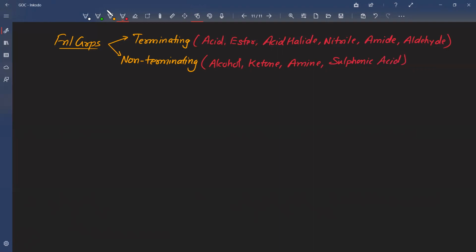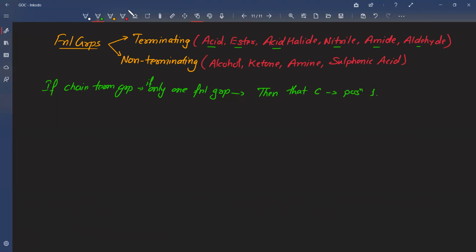Right. So these are terminating and non-terminating groups. Now, if there is a chain terminating group, and if that is the only functional group in that molecule, then that carbon gets position one. If you see all these chain terminating groups, they have a carbon. Acid has carbon, ester has carbon, acid halide has carbon, nitrile has carbon, amide has carbon, aldehyde has carbon. All of them have carbon.